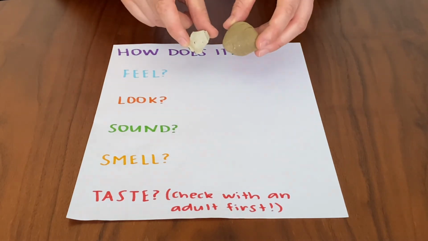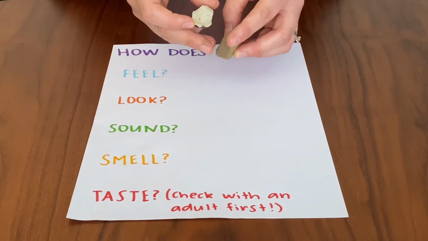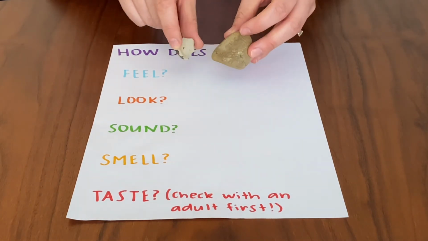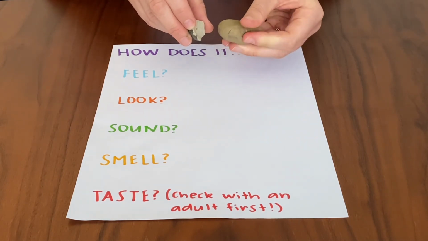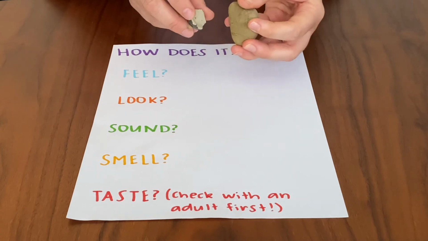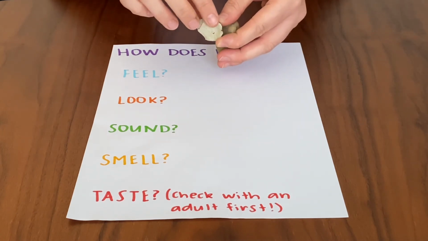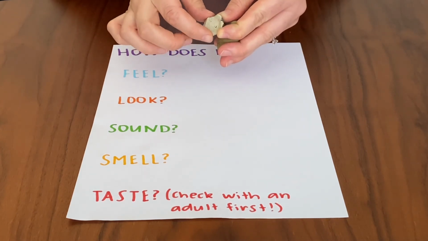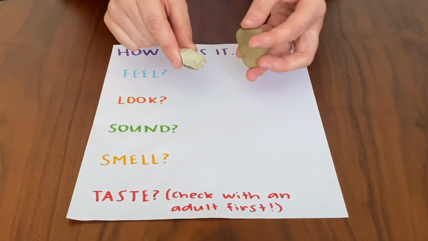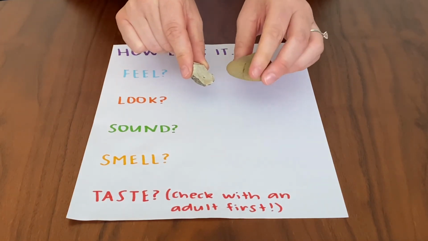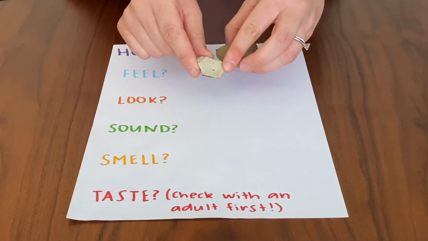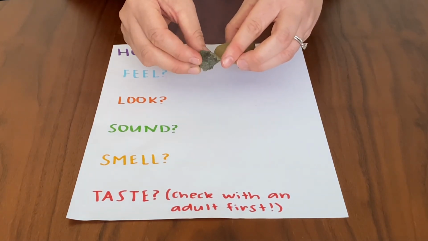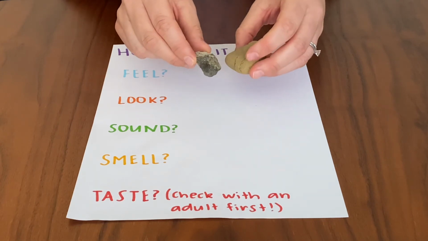And finally, we have some rocks. Now I've got 2 different types of rocks here that feel very different. One is smooth around the edges, and one is smooth on one side but sharp around the edges. How do they look? One of these rocks is a sandy brown colour. The other one has white on the front and a darker grey on the back.